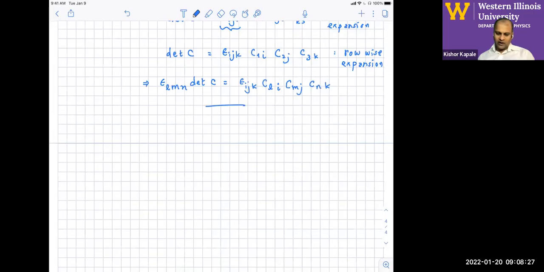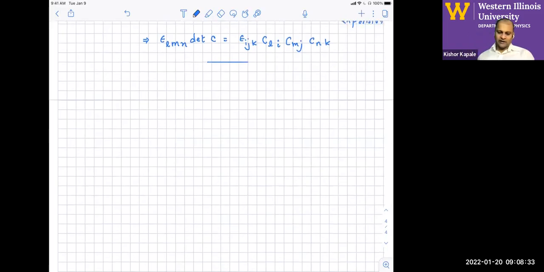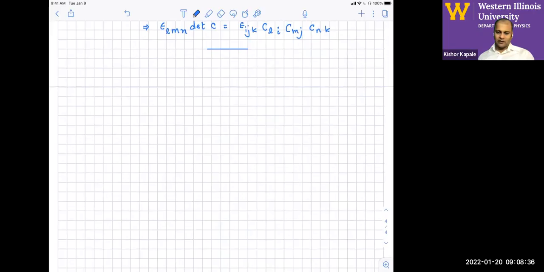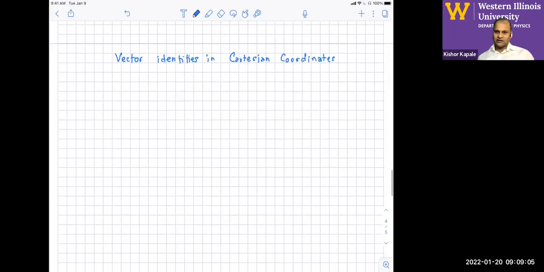So in the remaining 7 minutes or so that we have, let's apply this powerful tensor to the derivation of some important vector identities. And again, these are done in Cartesian coordinates. If you do those in cylindrical or spherical coordinates, you need to be very careful about how you apply these identities, and we will take a look at that later.